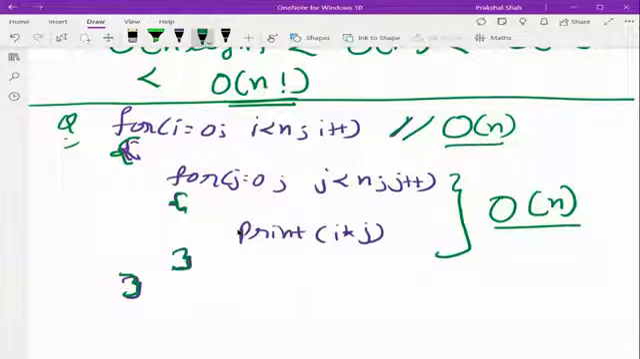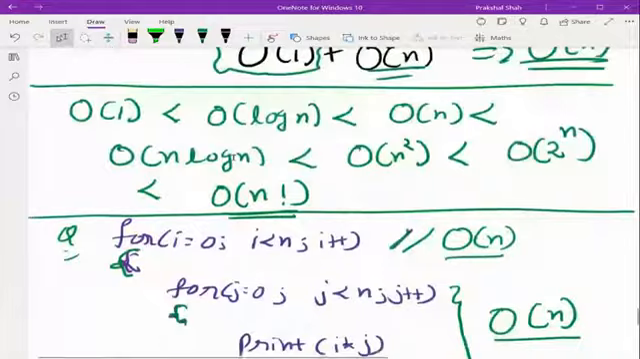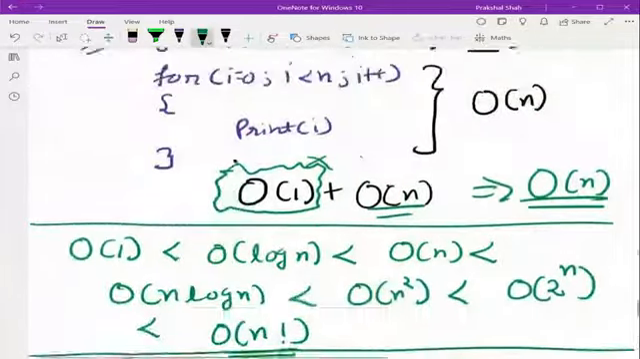So if I have my nested thing, then what I was doing, order of n multiply by order of n. Yes or no? Okay. So this will be what? My order of n square. Previously it was order of n because we were adding it, right?